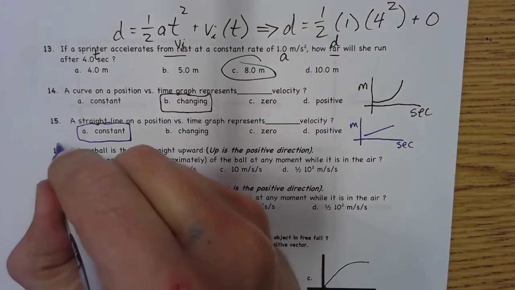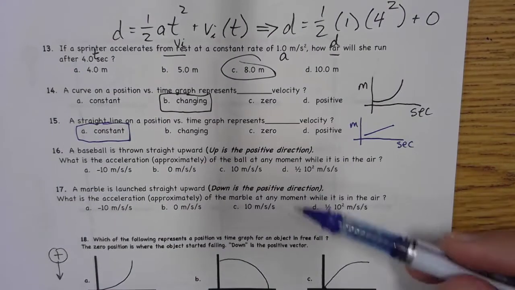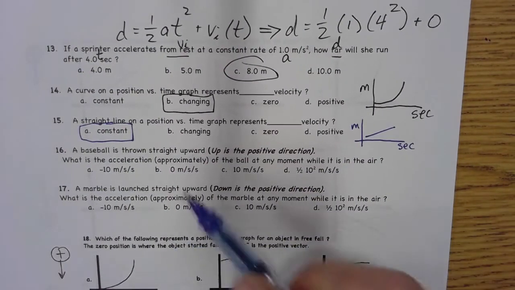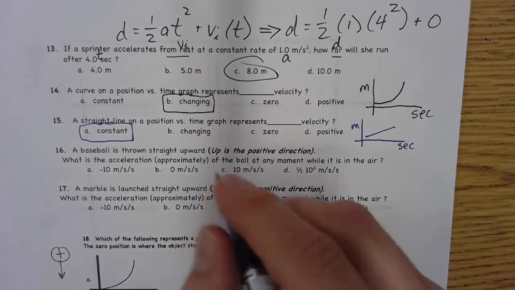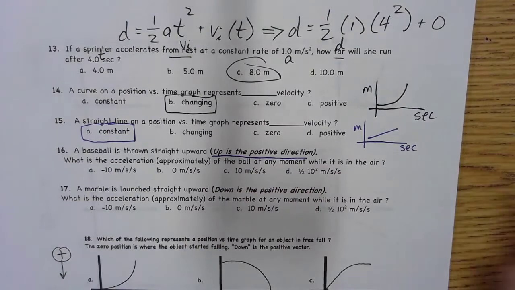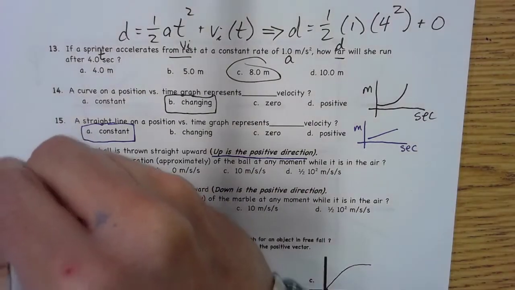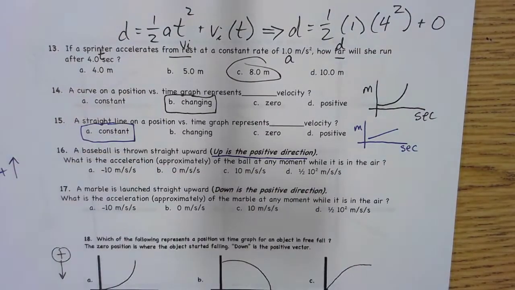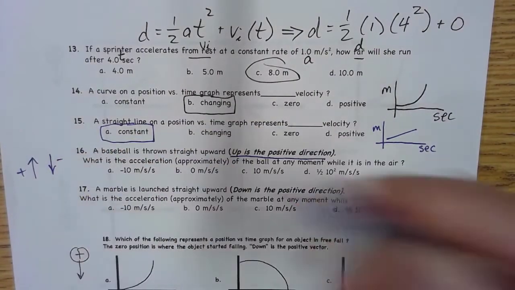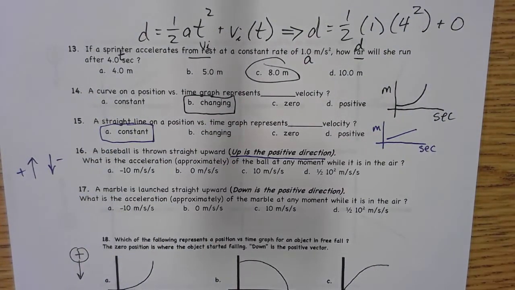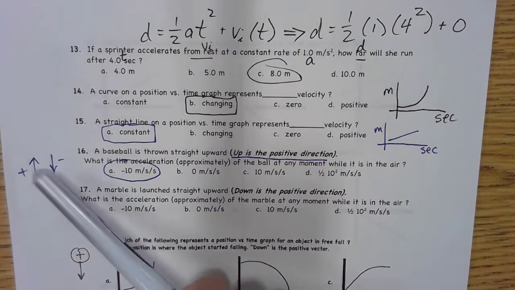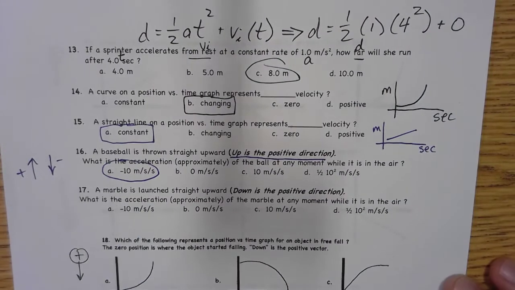All right, 16 and 17, these are tricky. And it really illustrates a good understanding of motion graphs. But the shortcut is if up is the positive direction. So if up is defined as positive, coming down is the negative direction. Gravity, acceleration due to gravity, is always going to be making things come down.